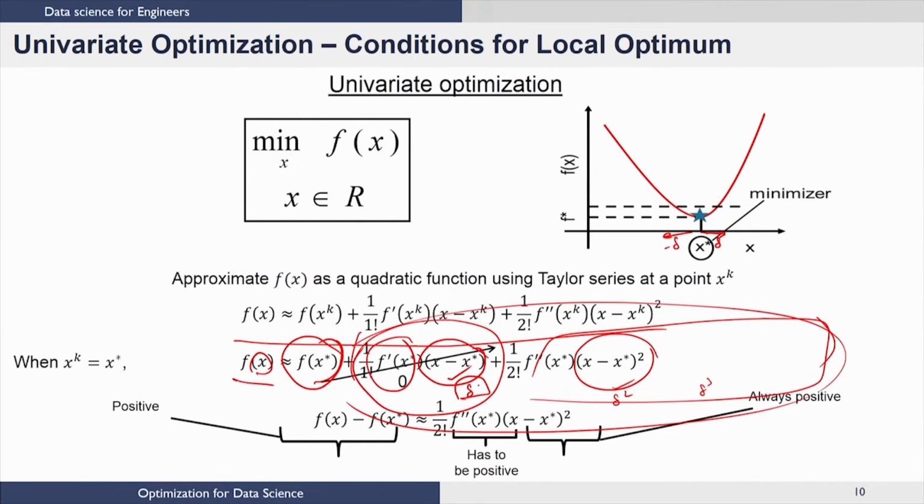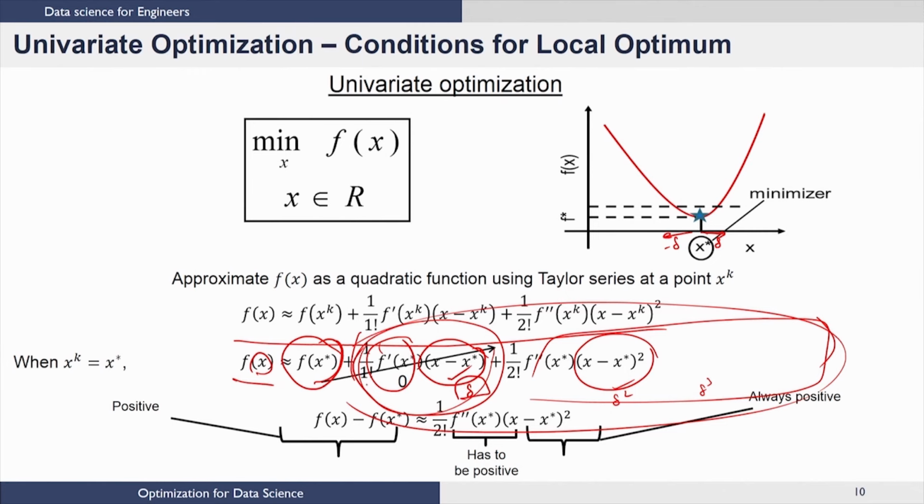Now, when delta is positive, if this function turns out to be negative, then I can go to the right and then minimize my function again. So, if this term is not 0, then for sure I will have one direction in which I can go and find a value better than f of x star locally, which would invalidate our argument that x star is a minimizer. So, basically the only way out for this x star to be a minimizer is for this term to be 0 irrespective of x.